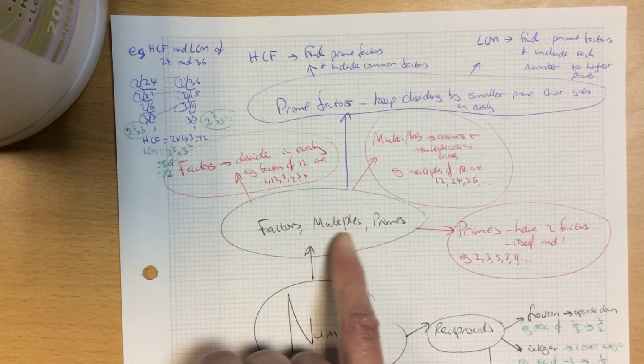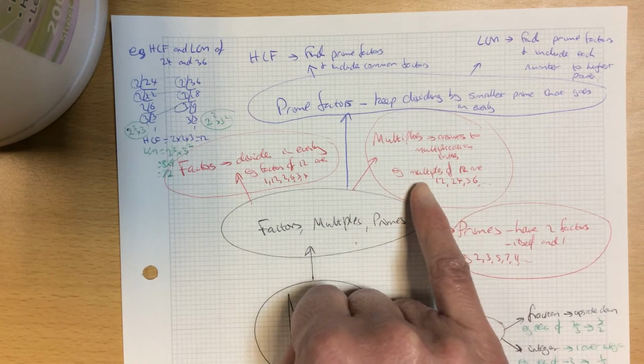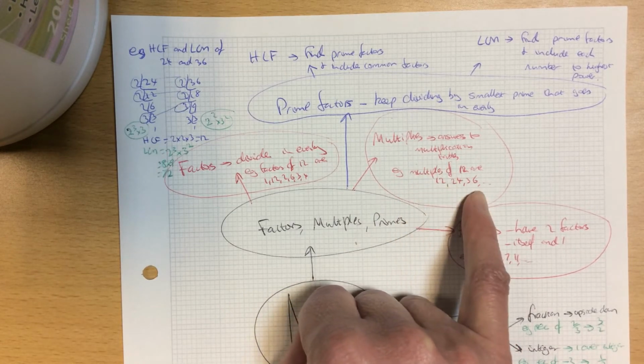A multiple are the answers to multiplication tables. So, for example, multiples of 12 are 12, 24 and 36.